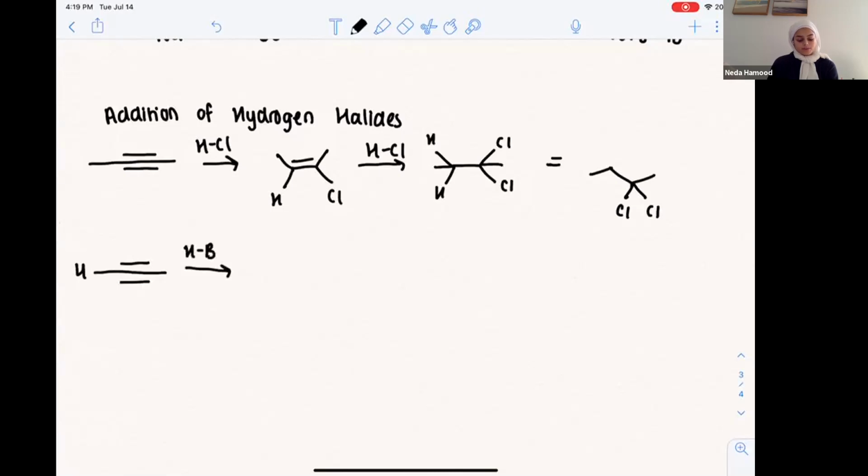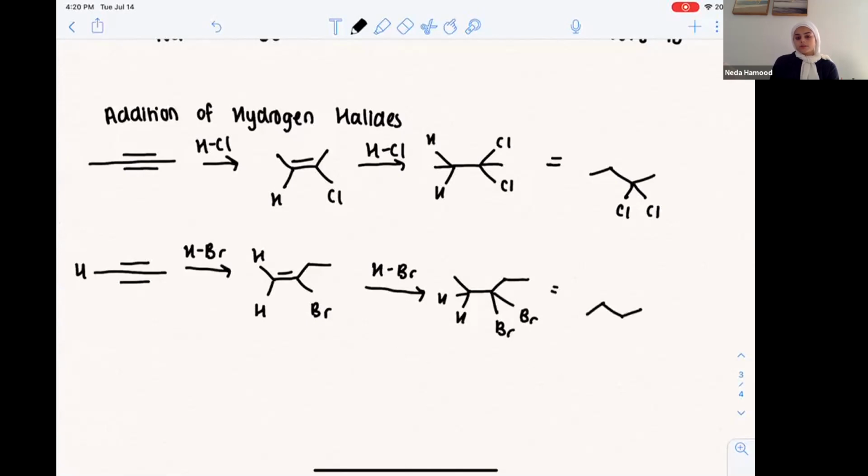Let's say that we're doing it with bromine this time. Then we have our hydrogen from last time, and then our new hydrogen, and Br. If you do another equivalent to completely get rid of any sort of pi bonds, then you might get something that looks like this. And then you have all these new hydrogens. And then this is actually what it would look like.